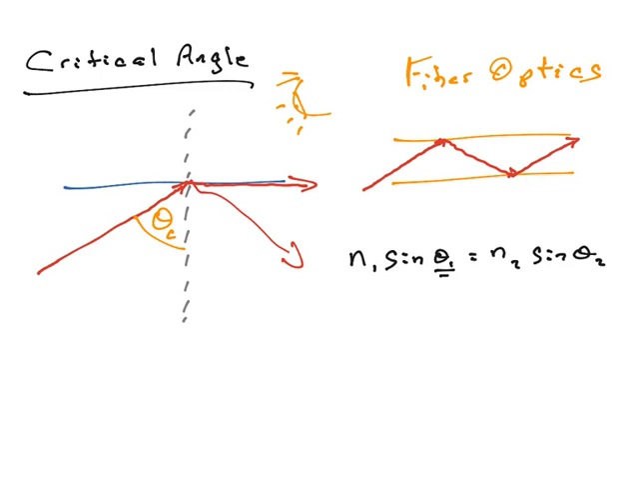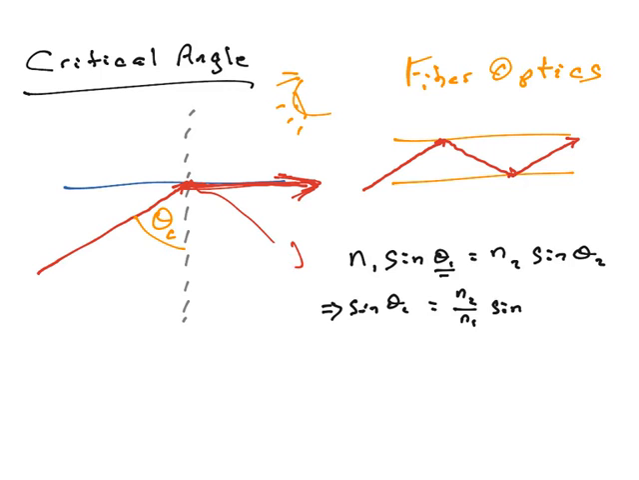I'm coming from the 1, so let's say from water, and I'm going into the air, and I want to know what's theta 1 such that it just skims the surface. So divide n1 to the other side, I get sine theta 1, theta c now, is equal to n2 over n1 times sine theta 2. But what's theta 2? Notice, if I'm at the critical angle, then the light skims the surface.